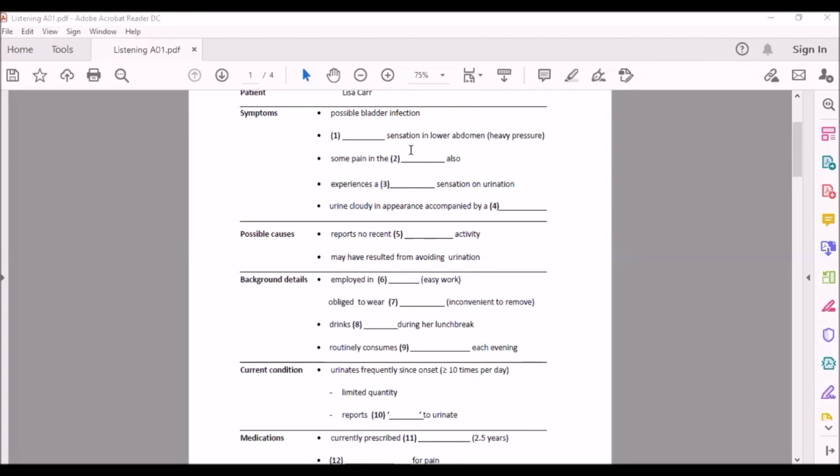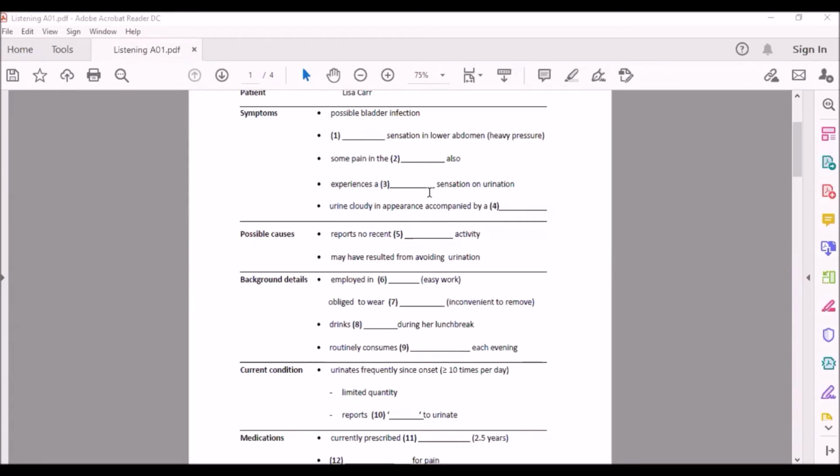For example, some pain in the blah, blah, blah also. Do you think on this little line here, what should we have? A noun, a verb, or an adjective, or anything else? Some pain in the blah, blah, blah. So it is indeed a noun, and it might actually be a part of the body. Yes. So, of course, there are many parts of the body, but at least it's not the whole vocabulary. Here I need to listen for one part of the body. Okay.